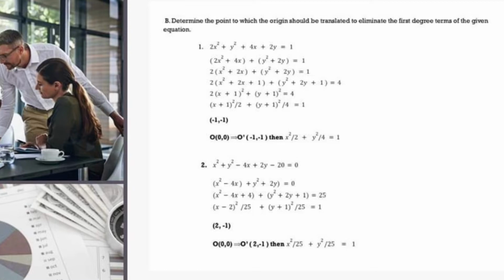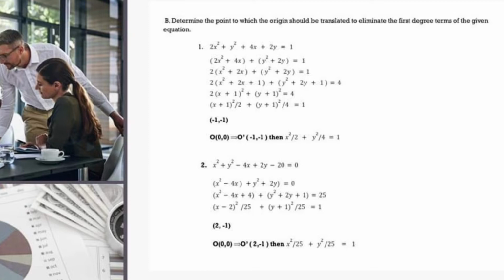And here's another topic for this Module 8, which is to determine the point to which the origin should be translated to eliminate the first degree terms of the given equation. So for example number 1, we have 2x squared plus y squared plus 4x plus 2y is equal to 1. And all we need to do is complete the squares in both x and y and simplify it.